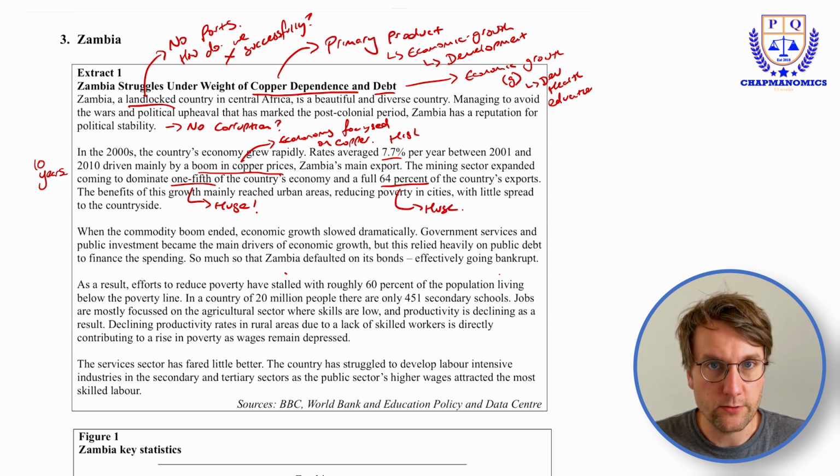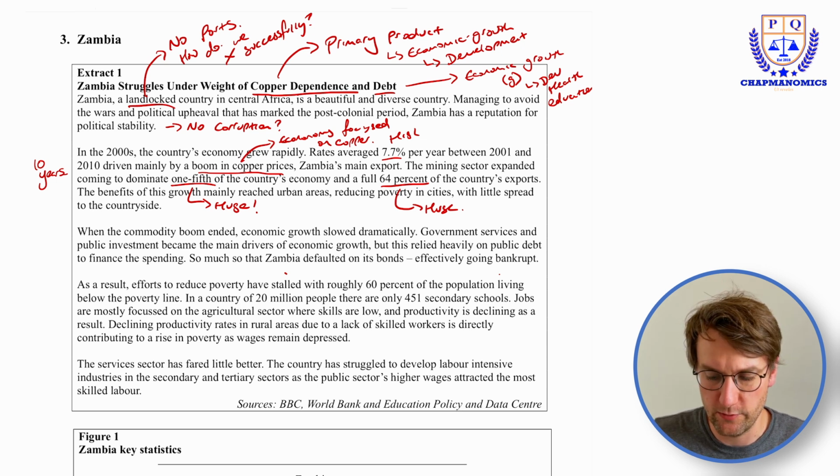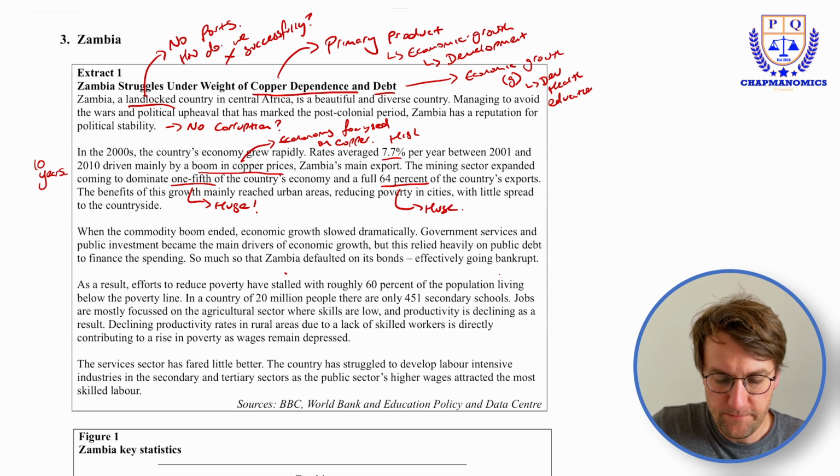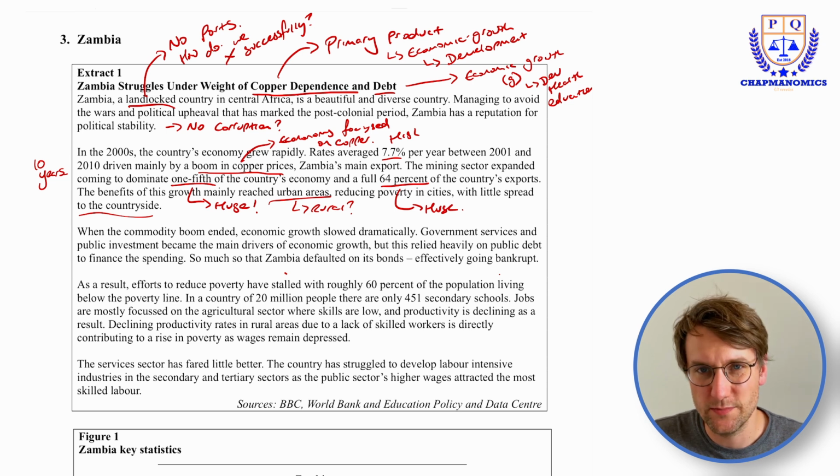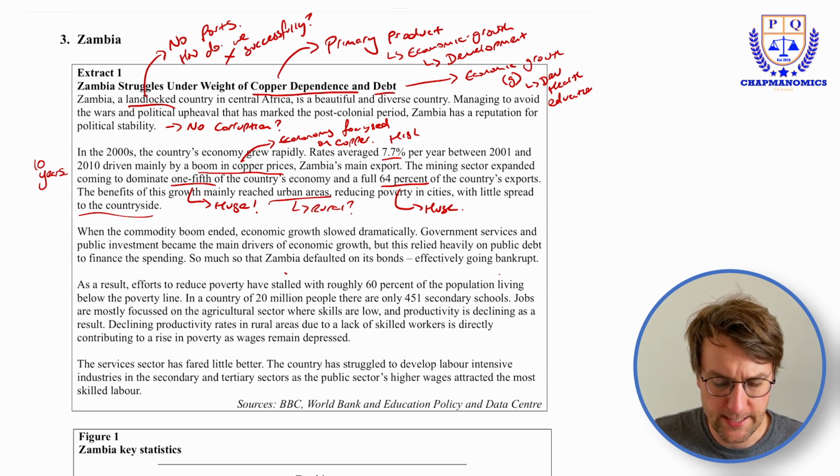There's not really a lot else from the look of it that is going on in the country. So therefore, if the price of copper changes significantly, that's going to massively affect growth and or development. The benefits of this growth mainly reached urban areas, so not a lot rural. What happened in the rural population? Reducing poverty in cities with little spread to the countryside. Yeah, so not much going on in the countryside. Maybe high levels of poverty there still.